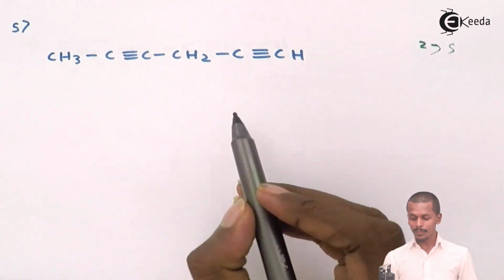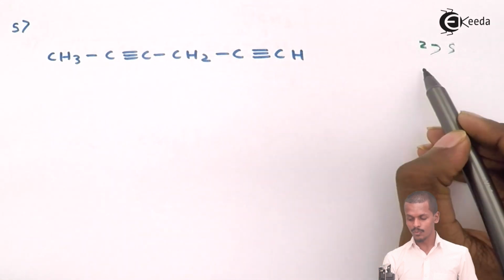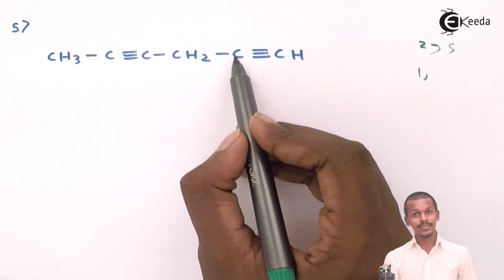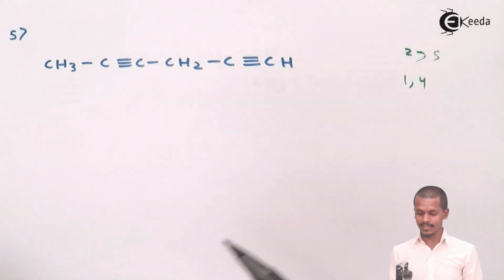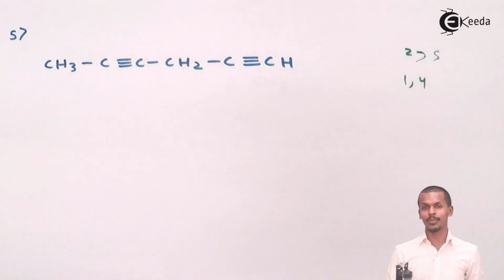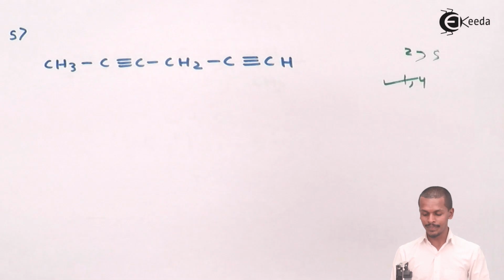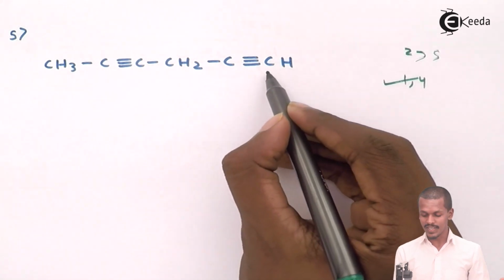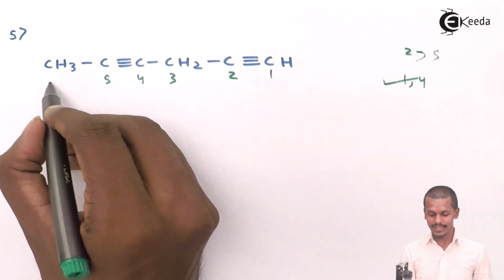But what if I number from the other end? This one could be called carbon number 1, carbon number 2, carbon number 3, carbon number 4. Now here we have carbon number 1 where we could find a carbon-carbon triple bond, and carbon number 4 where we could find a carbon-carbon triple bond. So this is the better one, and that's the reason the numbering would start from this end, that is carbon number 1, 2, 3, 4, 5 and 6.